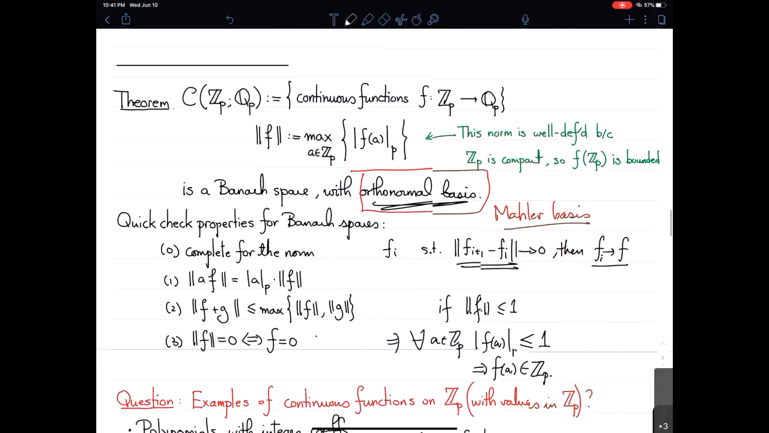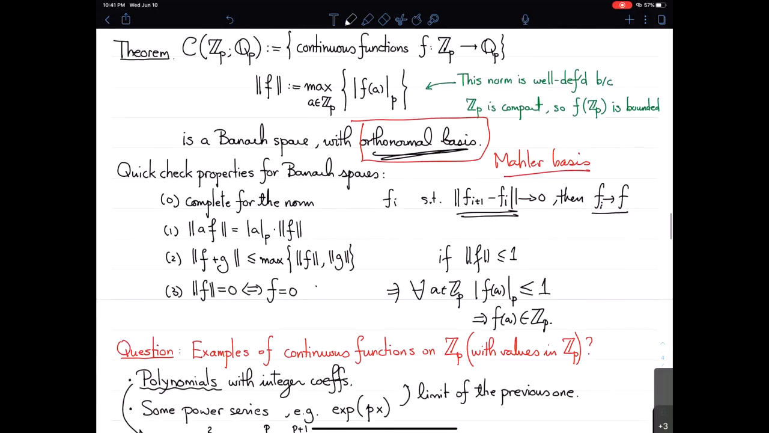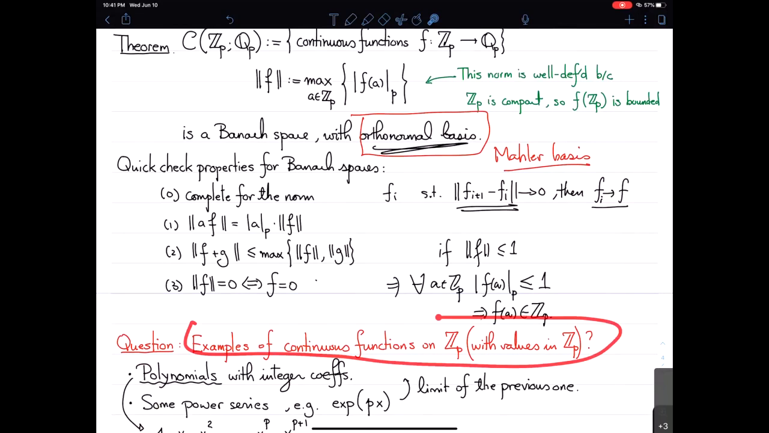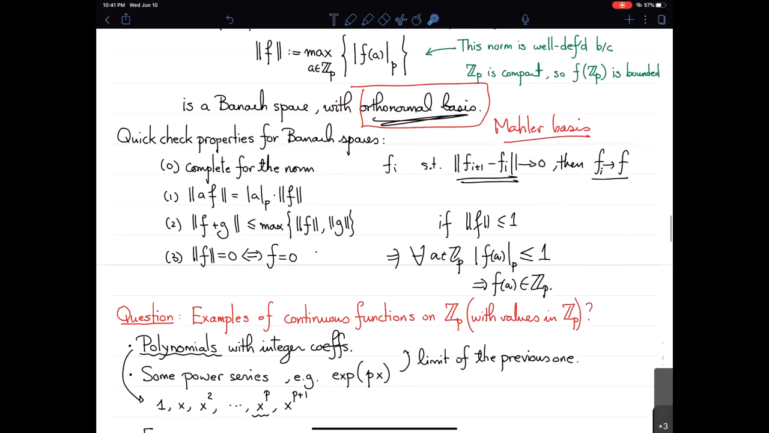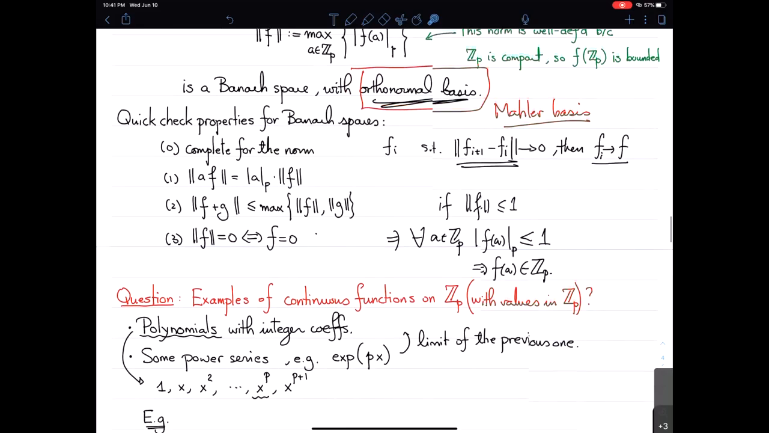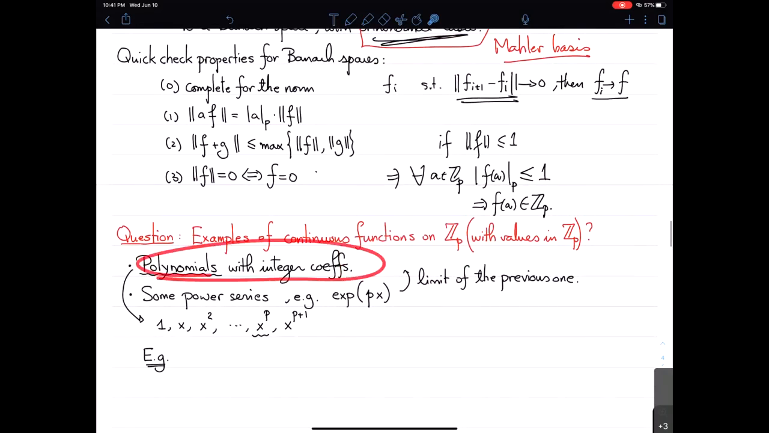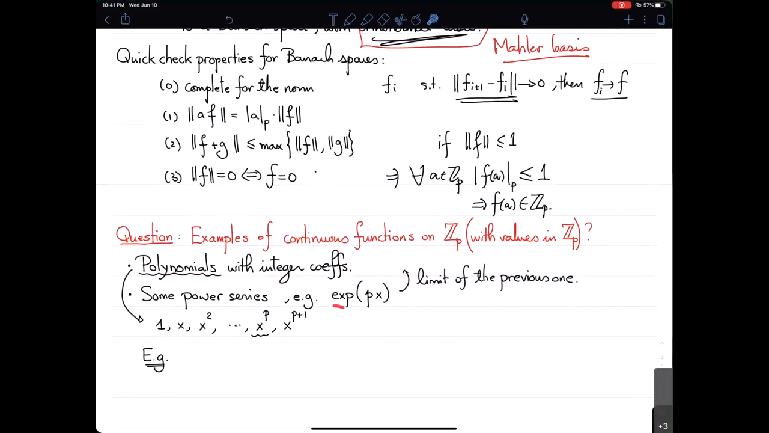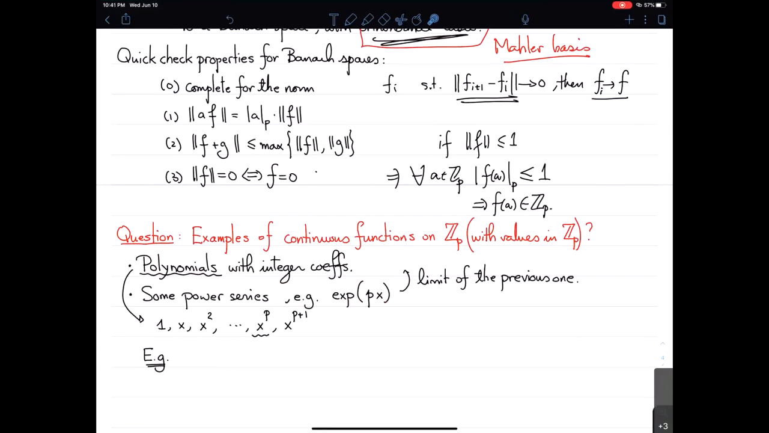So that's why I asked the following question. Can we, at a minimum, find some examples of continuous functions on Z_p whose values lie in Z_p, so that I can at least find some candidates in these spaces anyway? So let's think about something. First of all, polynomials with integer coefficients, of course, great. And some power series, for example exponential of px, but I don't like that. Of course, they take values in Z_p. But if you think about it, this is really a limit of these polynomials. So maybe I'll stick with the polynomials. Those are somehow relatively easier.